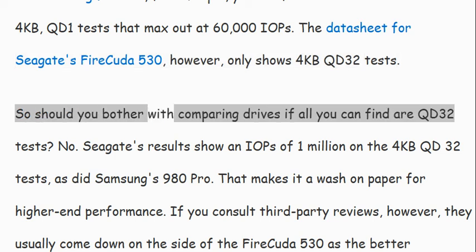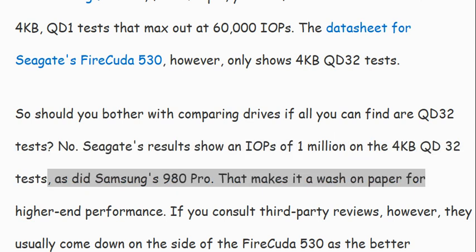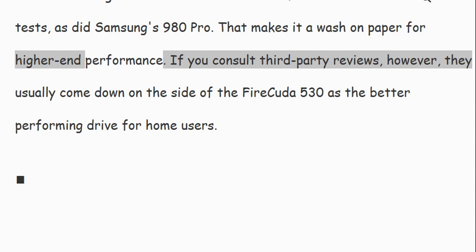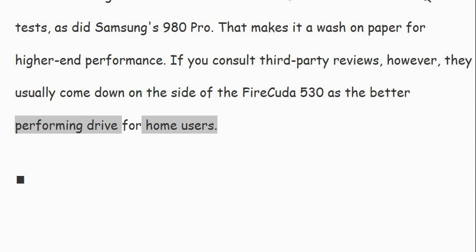So should you bother with comparing drives if all you can find are QD32 tests? No. Seagate's results show an IOPs of 1 million on the 4 kilobytes QD32 tests, as did Samsung's 980 Pro. That makes it a wash on paper for higher-end performance. If you consult third-party reviews, however, they usually come down on the side of the FireCuda 530 as the better performing drive for home users.